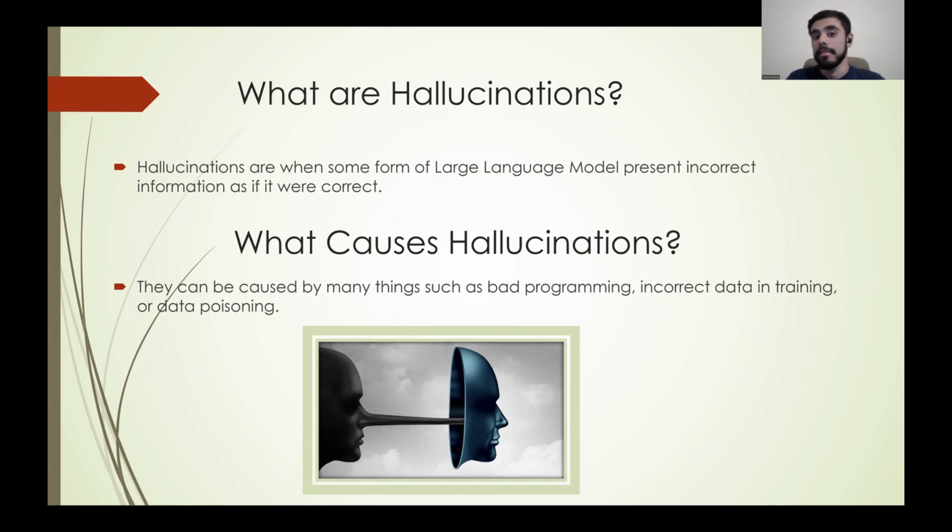Now, what may cause these hallucinations, you might ask? Well, they may be caused by a few things. Things like bad programming from the development team, or some kind of error in the training data. Something like data poisoning, where someone maliciously adds false information into the data at training time, or some other form, such as prompt engineering, where you're trying to get it to generate false information, which in some cases is used in malicious ways.